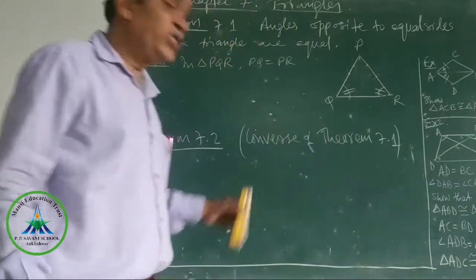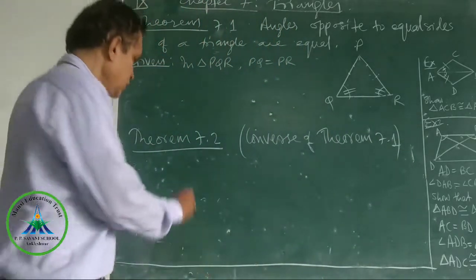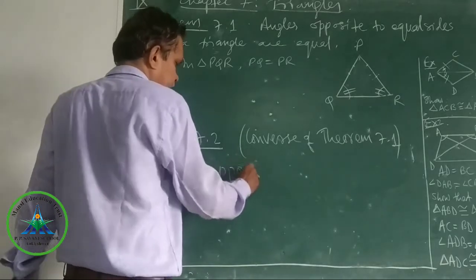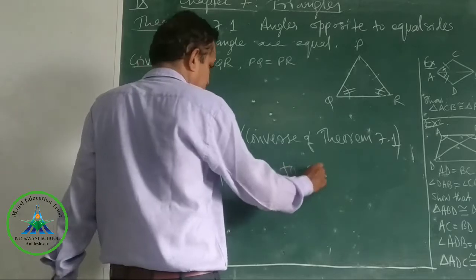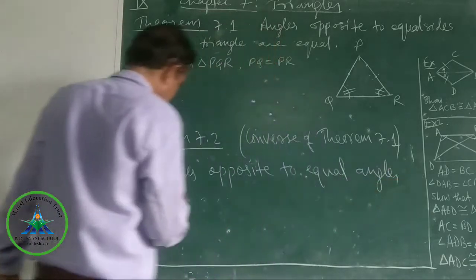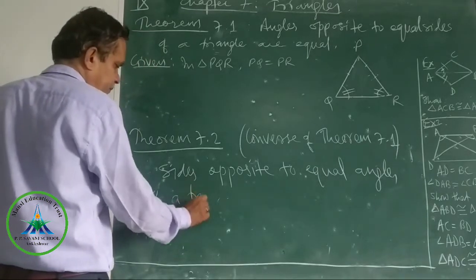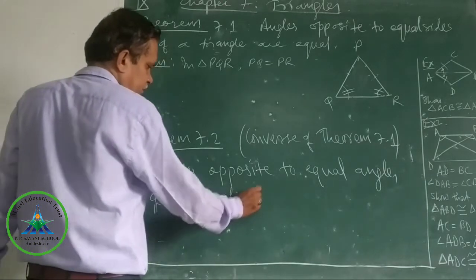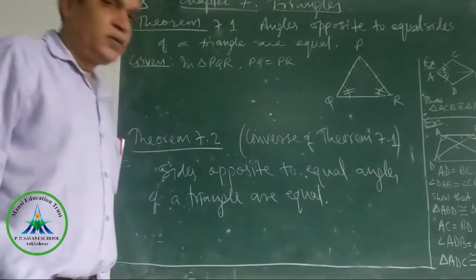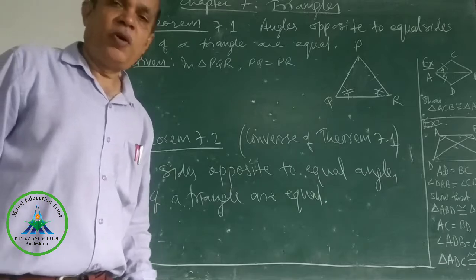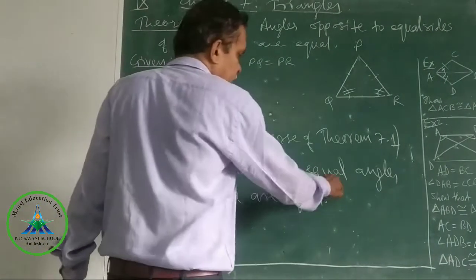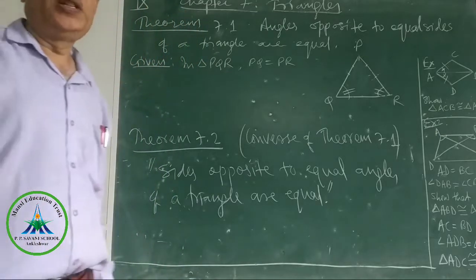And for this theorem only the statement is there. Okay. Sides opposite to equal angles of a triangle are equal. Sides opposite to equal angles of a triangle are equal. This statement is the converse of 7.1 and this statement is helpful in numericals.